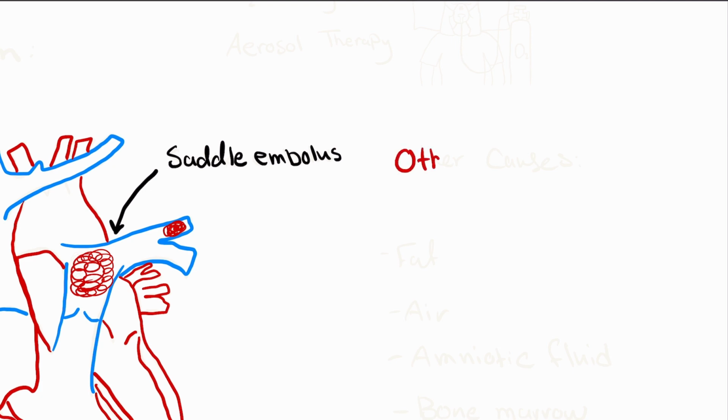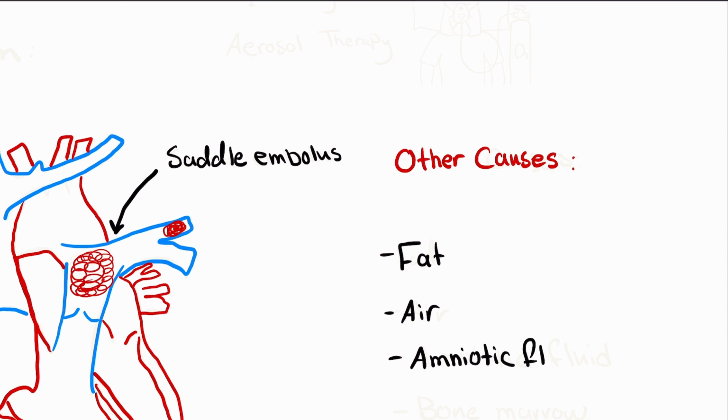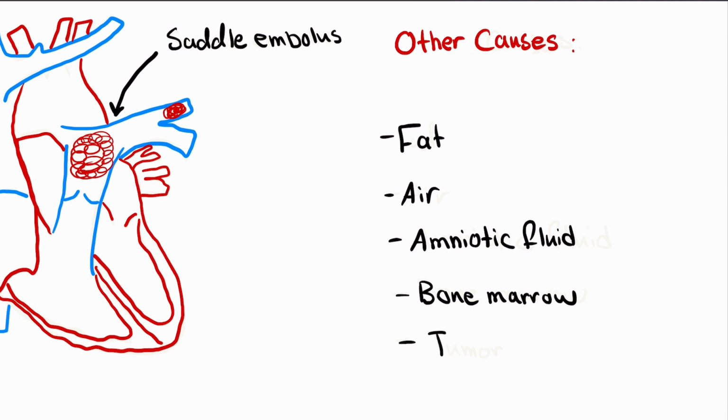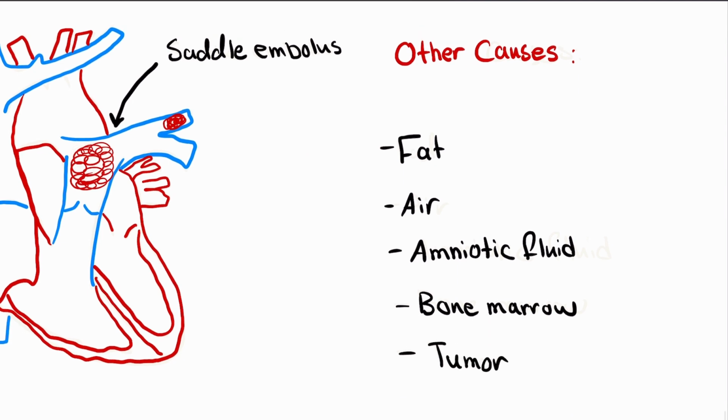Now, there are also embolisms caused by things other than blood clots, such as air embolism, fat embolism, amniotic fluid embolism, which is seen in pregnant women, bone marrow embolism, and trauma. I've now talked about what pulmonary embolism is, its risk factors, and its causes. Now it's time to talk about its symptoms and signs.